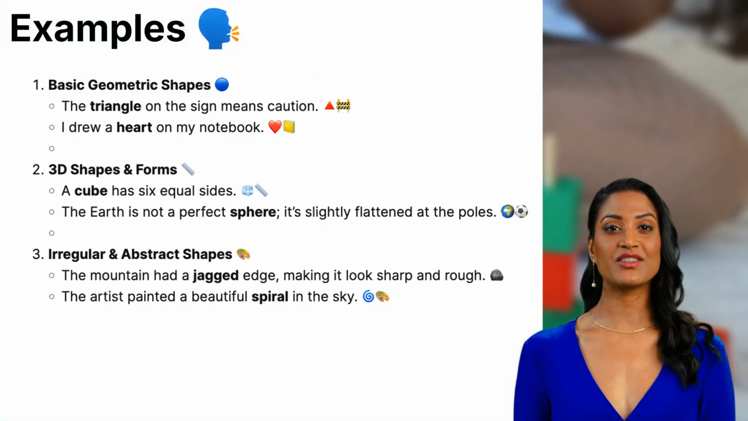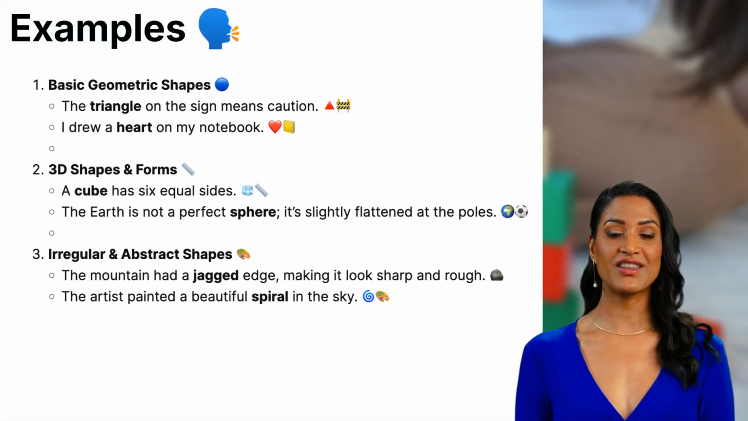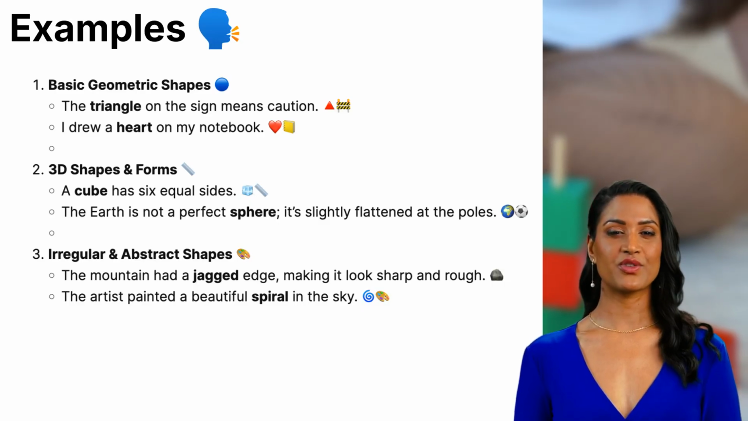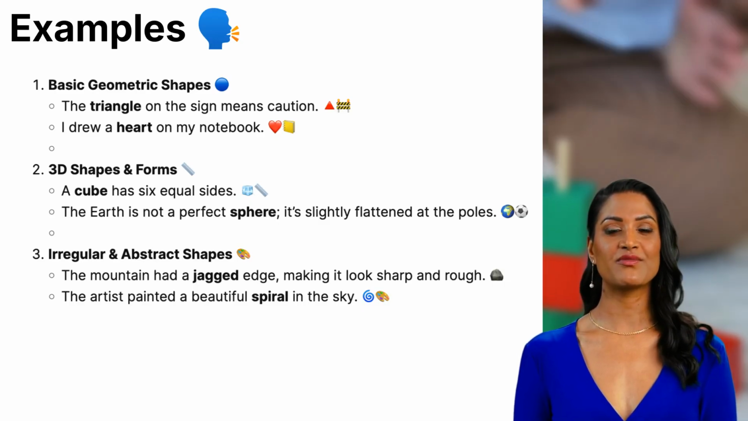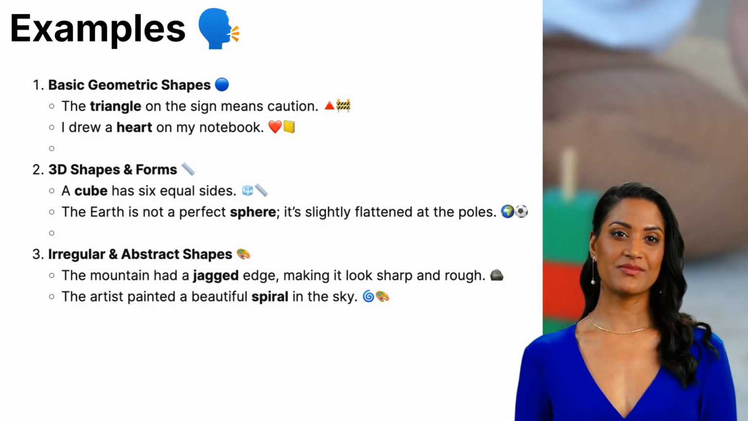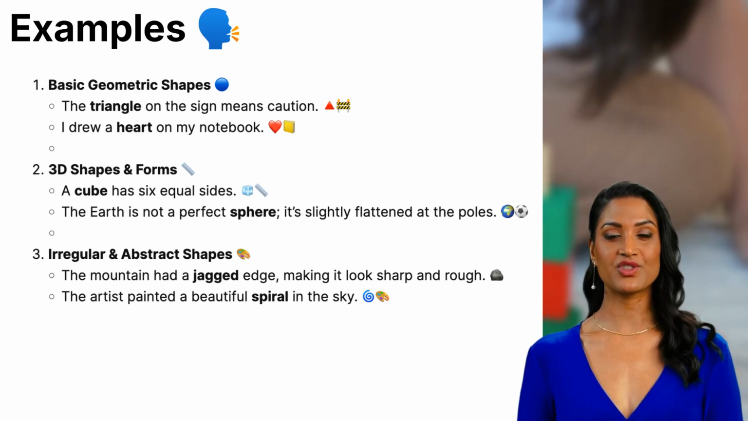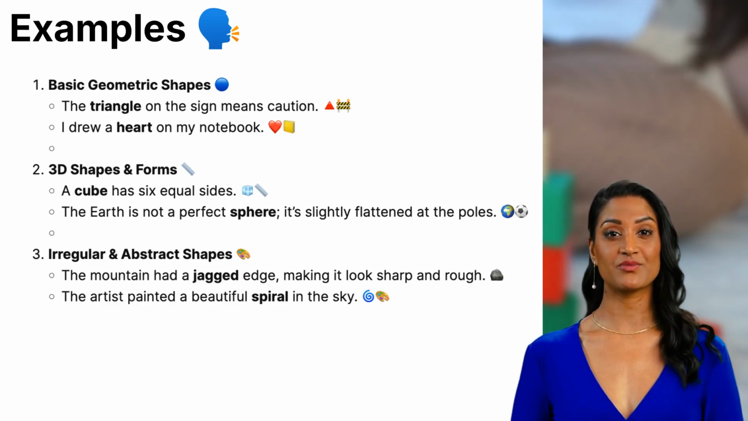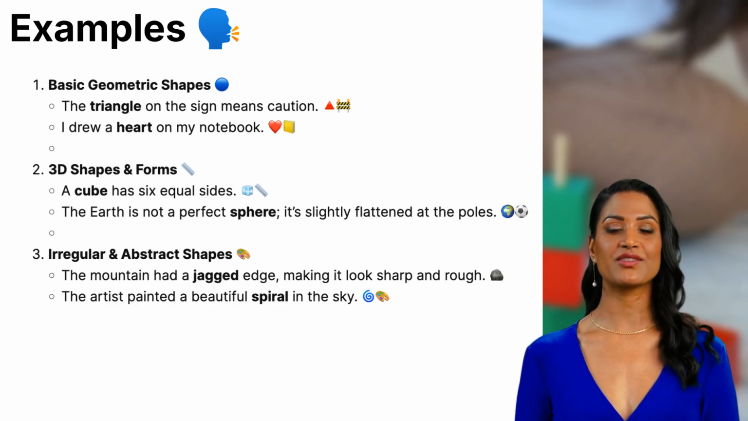Now that we've gone over essential vocabulary, let's see how these words are used in real-life sentences. These examples will help you understand how to use them naturally in conversation. 1. Basic geometric shapes. The triangle on the sign means caution. Triangular road signs are often used for warnings such as yield or hazard signs.